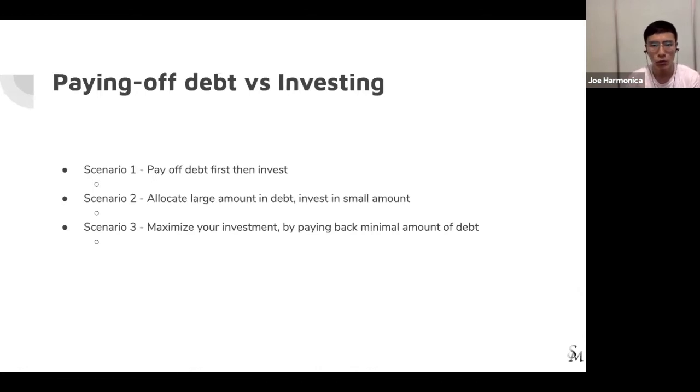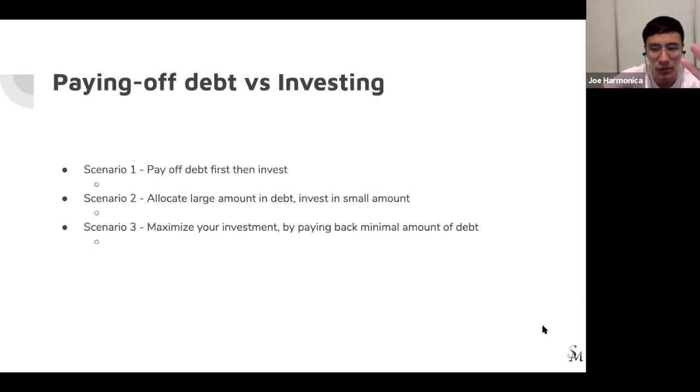Scenario 3, maximize your investment by paying back the minimum amount of your debt. By minimum amount, I mean you need to cover at least your monthly interest, then top up with a little bit of your beginning balance. So if your monthly interest from your debt is $90, then you need to pay at least $100 to reduce the principal that is generating the debt interest. Okay, so scenario 1, 2, 3.